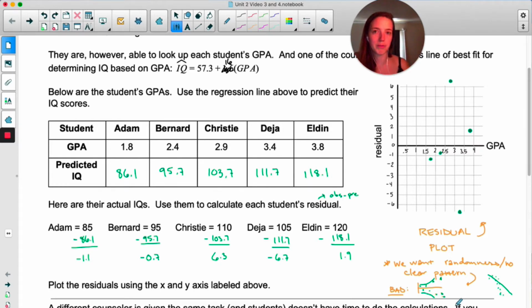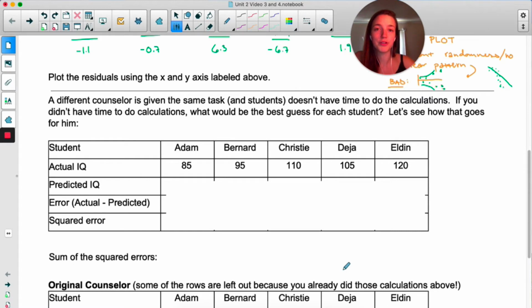We want random. Now we have a different counselor who does not have time to use the equation. If they didn't have time to do the calculations, what would be the best guess? So this counselor is admitting he just has to guess. He doesn't have time. The best guess would probably be the average or the mean IQ at the school, or maybe the mean IQ of those particular students.